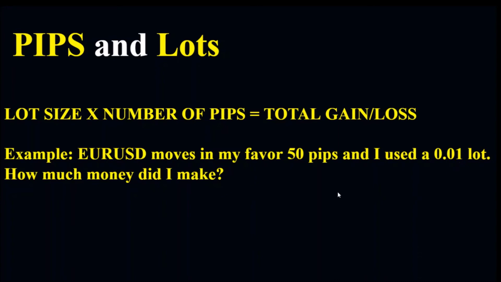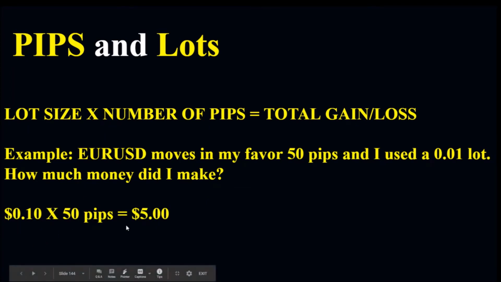So how much money did I make? Well, 10 cents times 50 pips equals $5, right? Because it moved in our favor. So we just gained $5, right? So you simply take the lot size you want to use and multiply it by the number of pips the market moved to find out how much you just made or lost. All right.